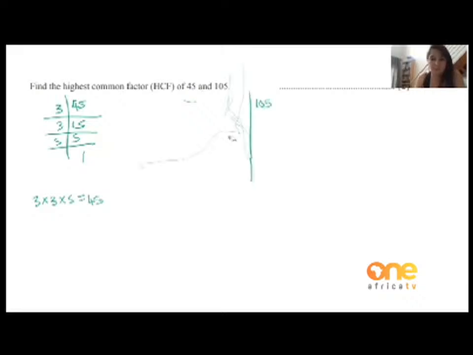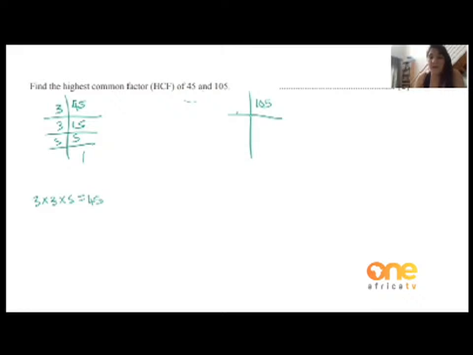Find the highest common factor of 45 and 105. Okay, so 45 we already know goes 3, 3, and 5. So 3 times 3 times 5 is 45. Let's do 105. Remember, you always have to do both to find an HCF. Okay, let's do 105. Sorry, I just want to erase this. Carry on in green, may as well.